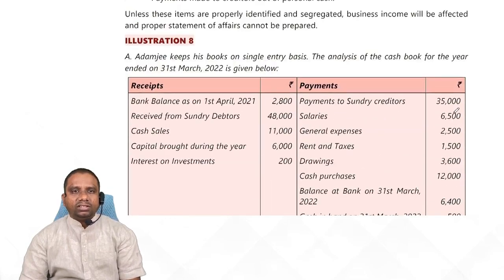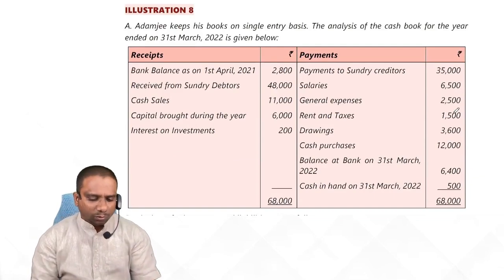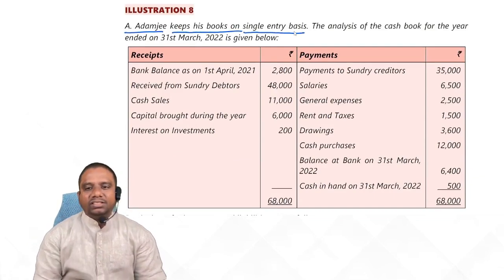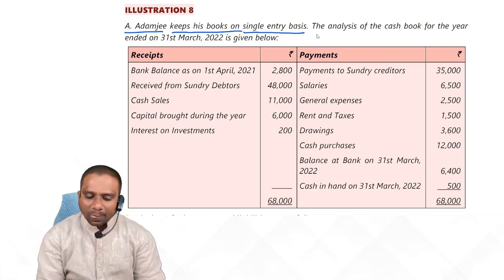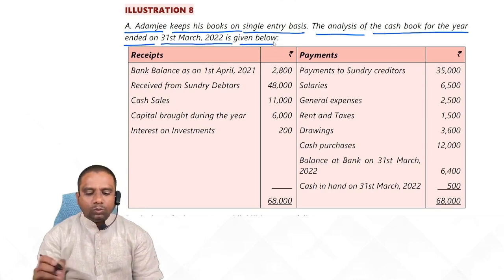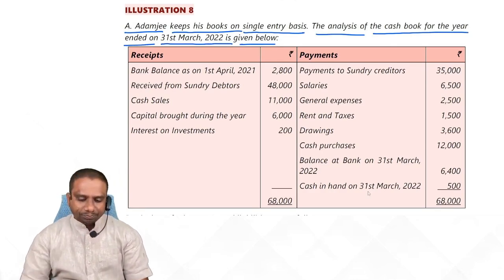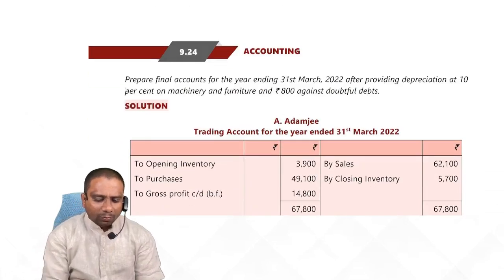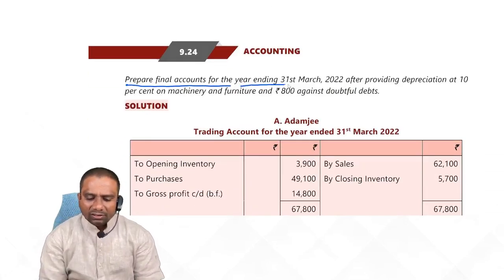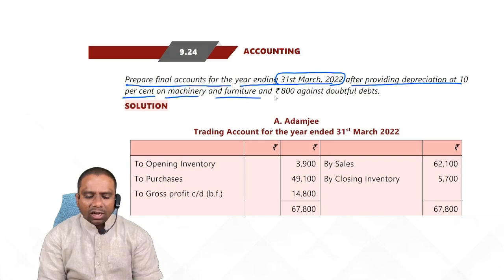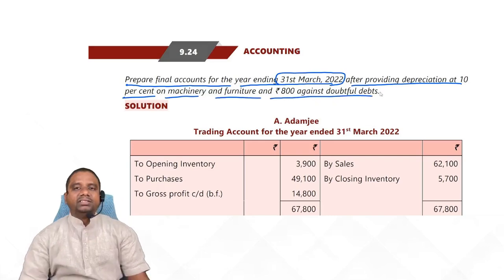Now look at illustration 8. This is a complete problem, students. Look at A. Adamji keeps his books on single entry basis. The analysis of the cash book for the year ended 31st March 2022 is given below. Observe. First, what is the requirement to look at? Prepare final accounts for the year ending 31st March 2022 after providing depreciation at 10% on machinery and furniture and 800 against doubtful debts.